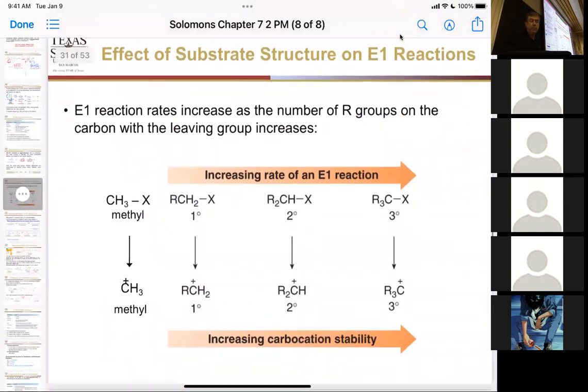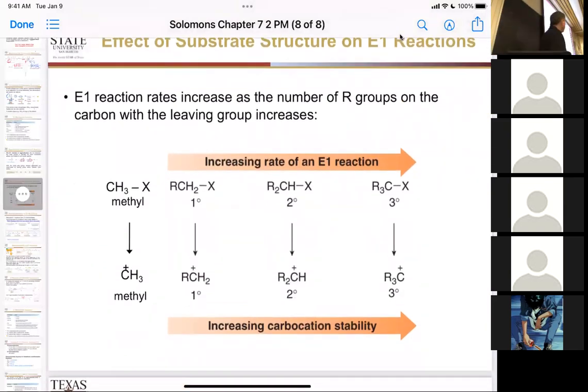And so that means that, of course, the tertiary and secondary are going to be much faster than the primary and the methyl. In fact, the primary and methyl don't do E1 at all. You look at the table, they don't do E1 at all. They have no reaction. Okay. But the secondaries can go, just they're going to be slower than the tertiaries. And that follows carbocation stability, just like in SN1. If you form a carbocation, your tertiary is going to be the fastest.